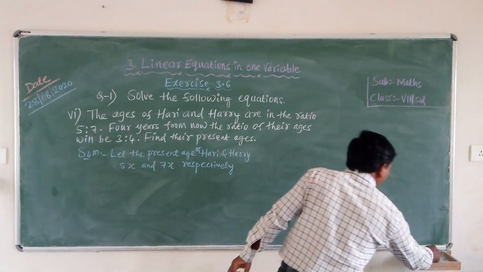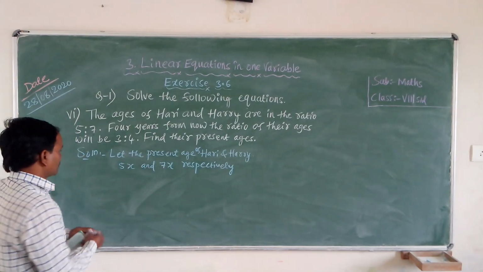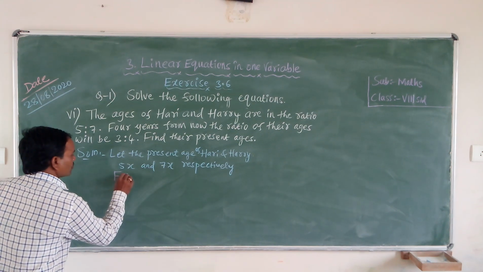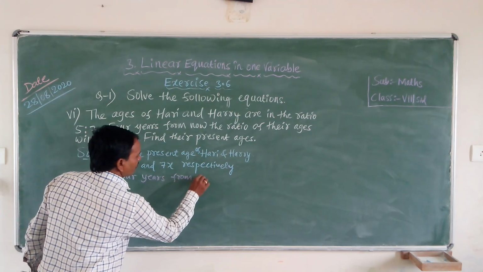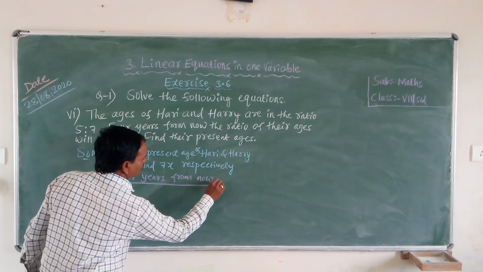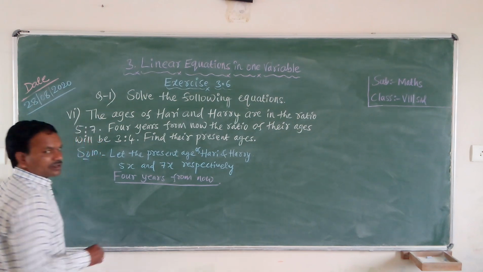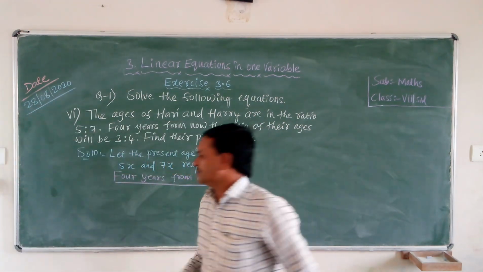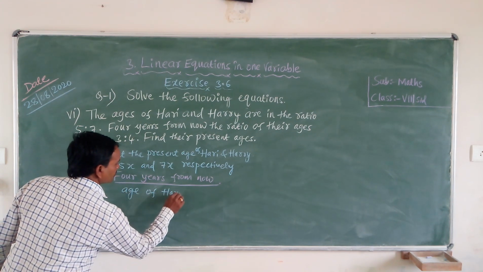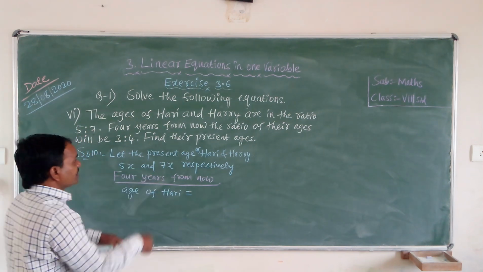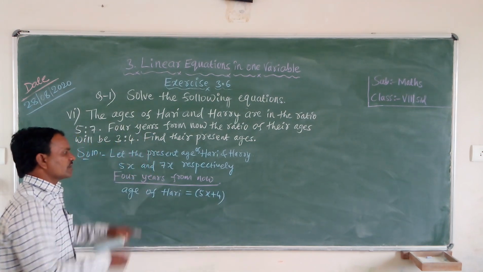Now next, read the question. What is the continuation? 4 years from now. What happened 4 years from now? Nothing. 4 years from now, the age of Hari is 5x plus 4.